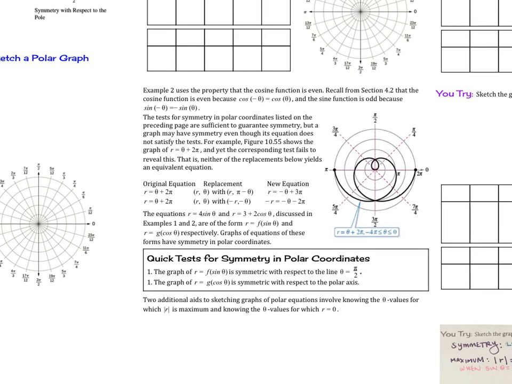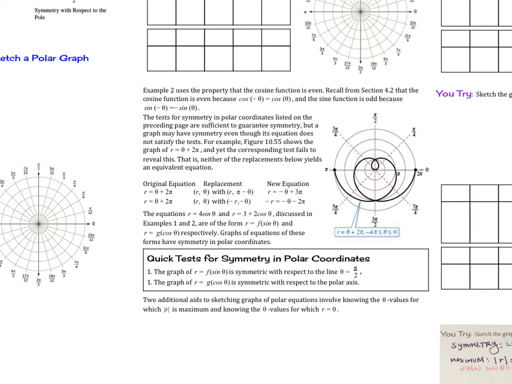Now, just to talk about this a little bit, the tests for symmetry in polar coordinates listed on the preceding page are sufficient to guarantee symmetry, but a graph may have symmetry even though its equation does not satisfy the test. So it could fail all three tests, but it still has symmetry. So it doesn't always work.